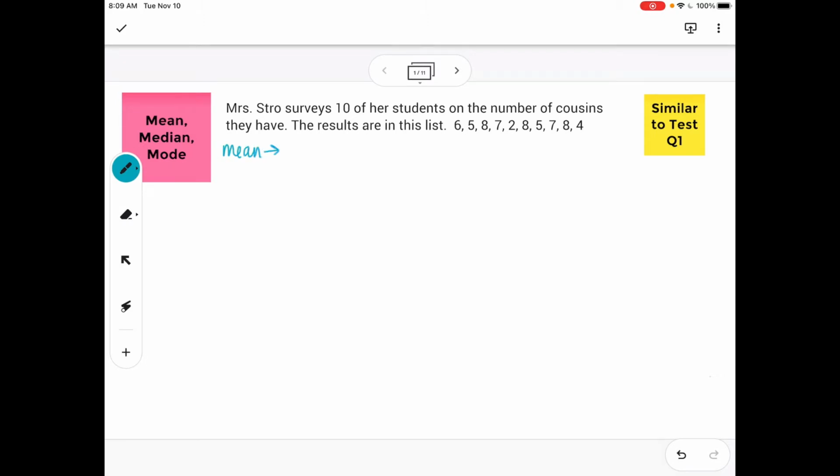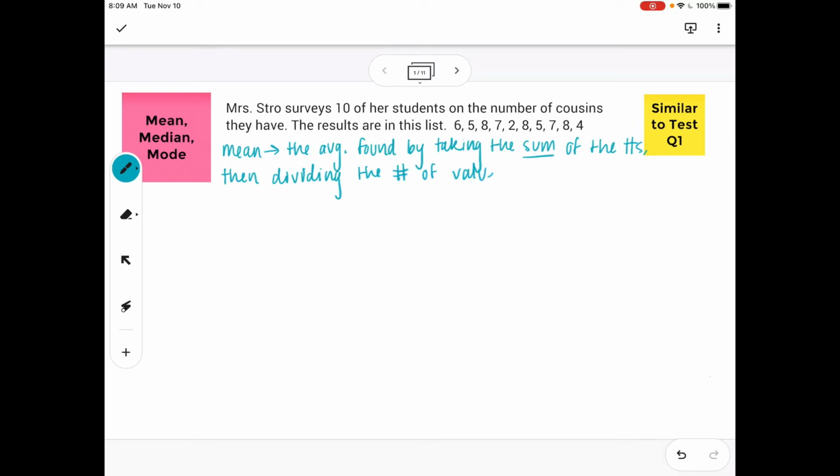Hopefully by now you understand that mean is the average, and it is found by taking the sum of the numbers. That means adding them all together. Then dividing by how many numbers are in the set. All right, so we take the sum of all the numbers, then we divide by the number of values in the set.